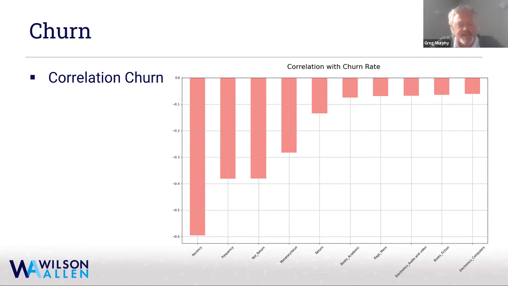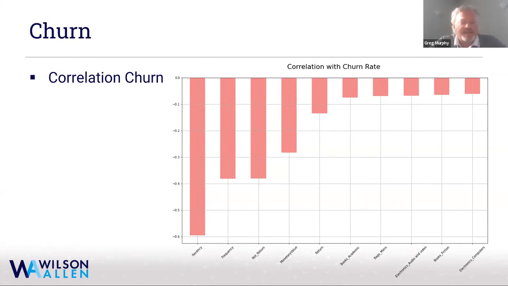In this demo data, recency is the most important. That's what this chart is telling us: the most likely piece to churn our clients is recency. So just be aware that's what this particular data set is telling us.